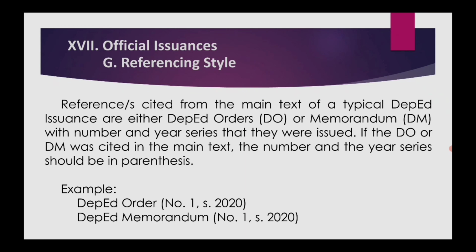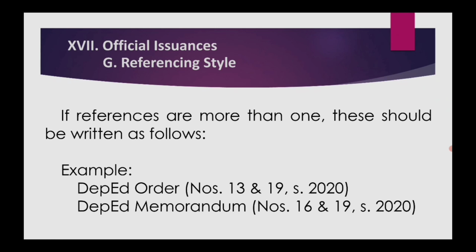References cited from the main text of a typical DepEd issuance are either DepEd orders or memorandum with number and year series that they were issued. If the DepEd order or DepEd memorandum was cited in the main text, the number and the year series should be in parentheses. Example, DepEd order, number 1 series of 2020. DepEd memorandum, number 1 series of 2020. If references are more than one, this should be written as follows. So, DepEd order numbers 13 and 19 series of 2020, or DepEd memorandum number 16 and 19 series of 2020.